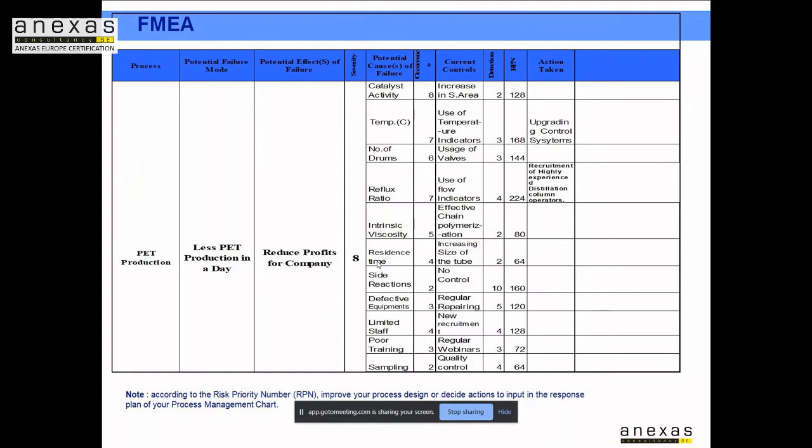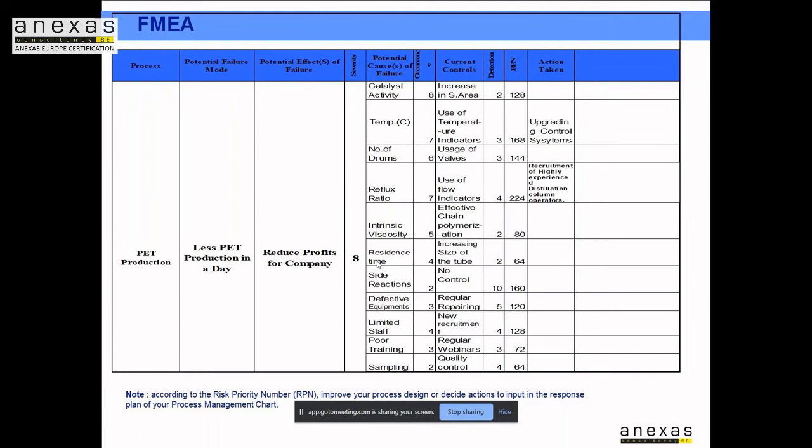So detection rate we have given as follows: suppose, for example, for catalyst activity, if we increase the surface area and have improved the catalyst a lot, then we can give detection rate as 2. That means it has increased a lot. If it isn't increased, we can give no control, like side reactions, no control. So are you getting it? That's perfect.